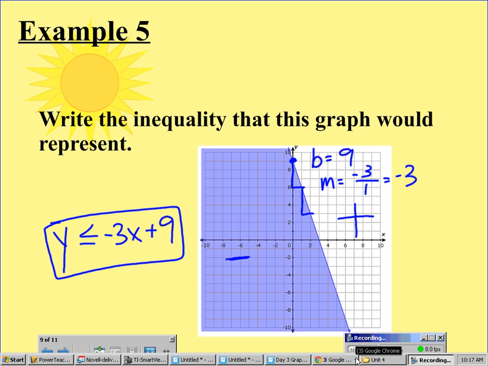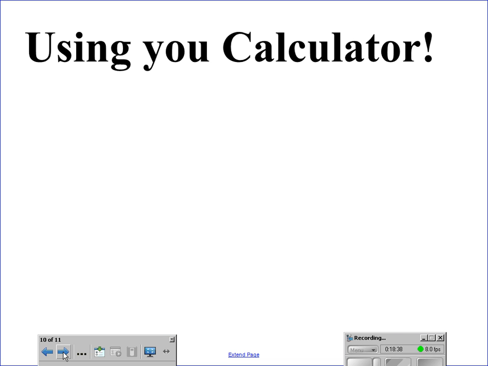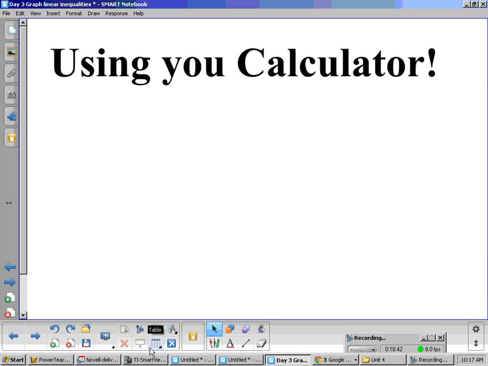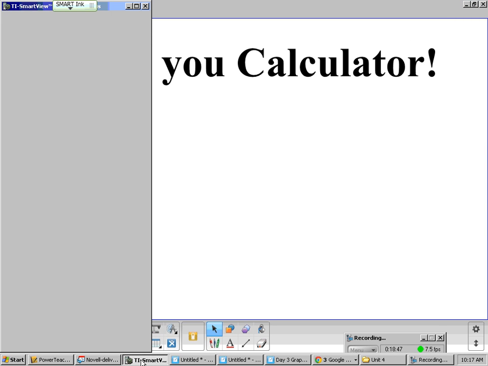So now that we have done it with writing an equation, drawing the graph, we've done it with seeing the graph and writing the equation from the graph, let's go into learning how to do it on our calculator. So I'm just going to make up a few problems and we'll graph them on our calculator.